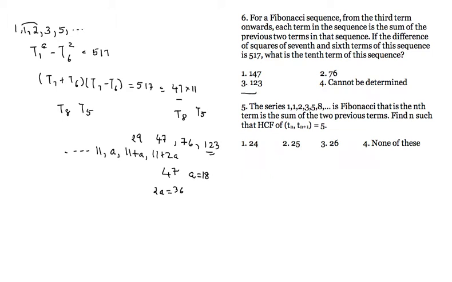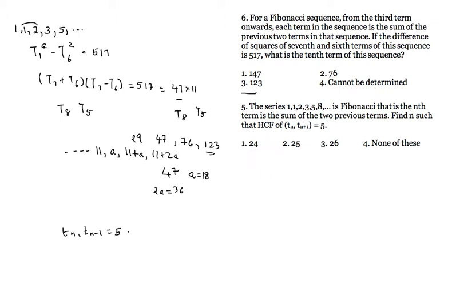Right? Okay, let's look at the next question. The series 1, 1, 2, 3. So this is your regular Fibonacci sequence, right? It's again the sum of the two previous terms. You want to find the HCF of two consecutive terms being 5. You want to find the lowest n, right? Such that the HCF of Tn and Tn minus 1 is 5.